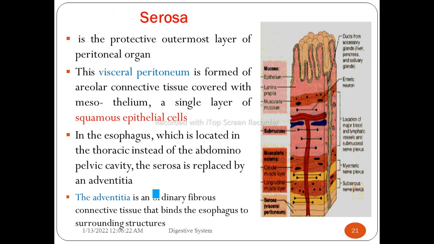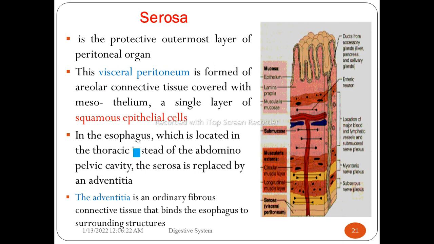The other is serosa. Serosa is the protective outermost layer of peritoneal organs. This visceral peritoneum is formed of areolar connective tissue covered with mesothelium, a single layer of squamous epithelial cells. So serosa is similar to visceral peritoneum, made up of squamous epithelial cells.